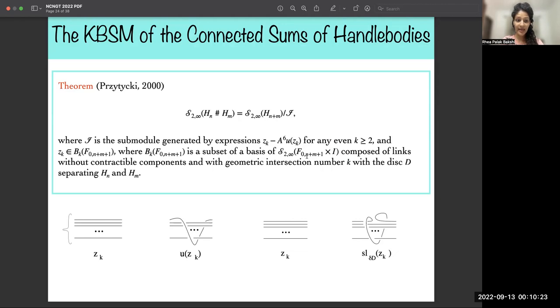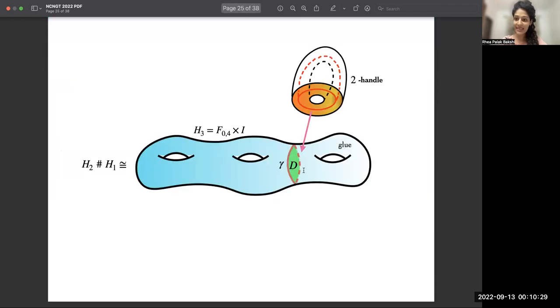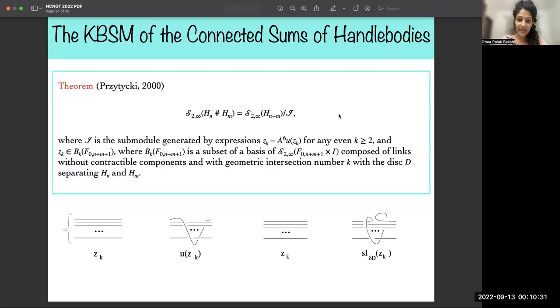And they have no contractible components, and they intersect the disk D exactly k times. And then UZK is exactly a modification of ZK as shown. And where do we get this UZK from? Well, what you do is that you slide this top string of ZK along the two handle to get this diagram. And then you can use the Kauffman bracket skein relation to resolve these two crossings. So this is what gives us UZK.